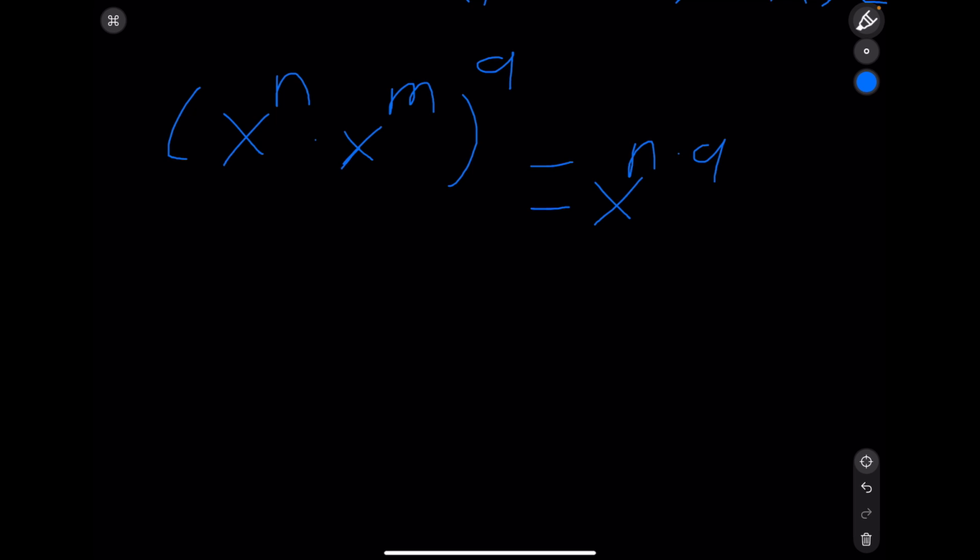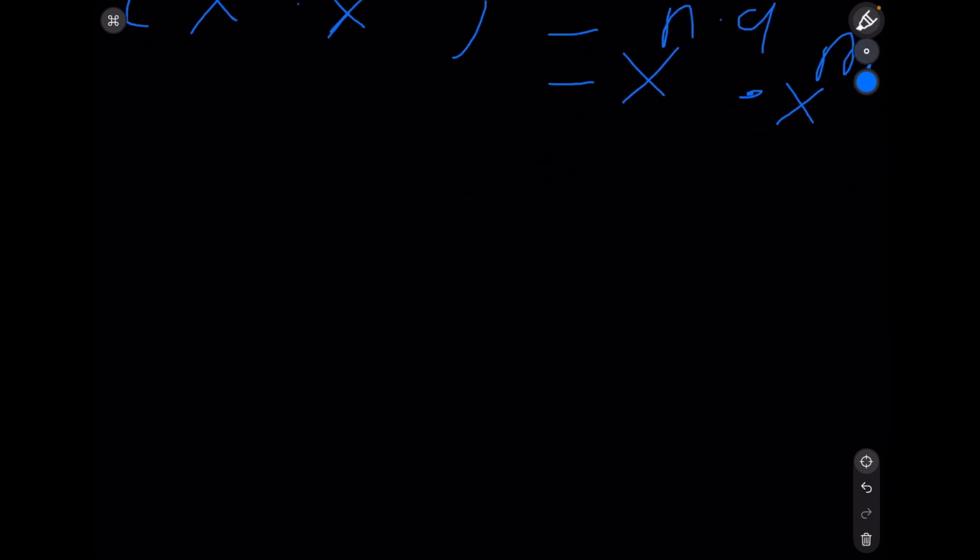Now, there's also another rule called the power of a product rule. And so let's say you had x to the n times x to the m, all raised to something, let's just say a. This would just mean that this would be x to the n times a times x to the m times a. Now, but what does this mean though? And with different variables, I will be able to show you that.